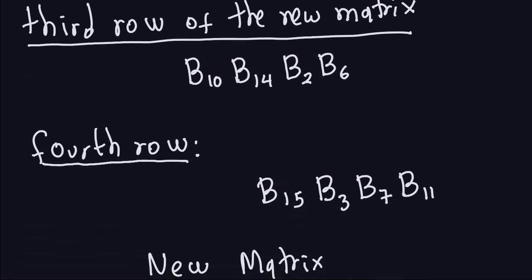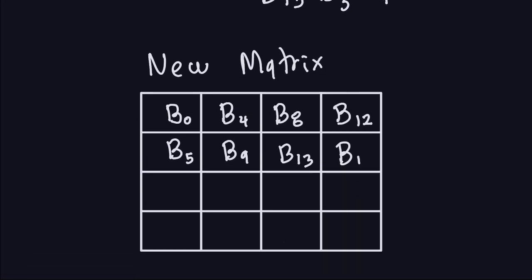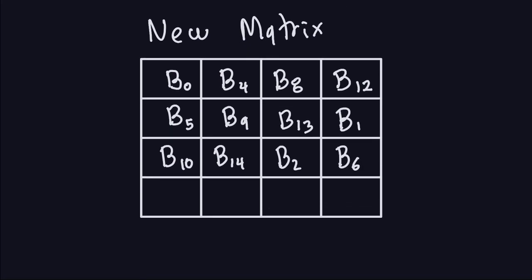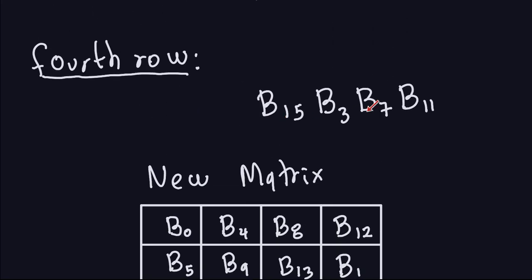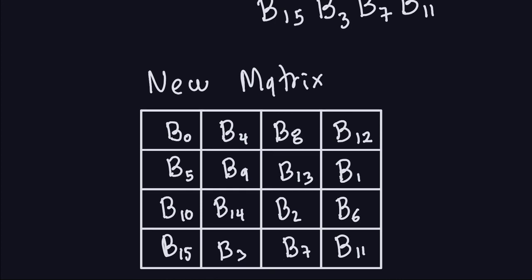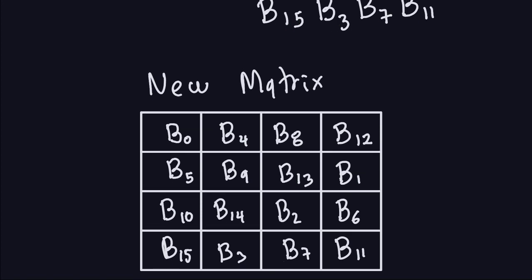All right, so I'm just going to write it down here. Let me write down what we had. The third row will be B10, B14, B2, and B6. And the last row will finally be B15, B3, B7, and the last one will be B11. And if you go and check, it's exactly the last one there. That's over here. We can actually see it in the same screen. Yeah, B15, B3, B7, B11. Now this is the new matrix.